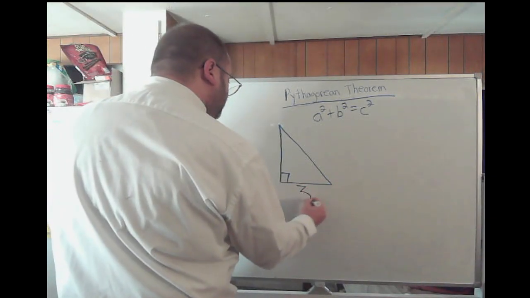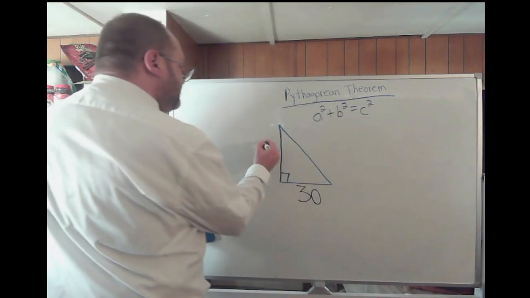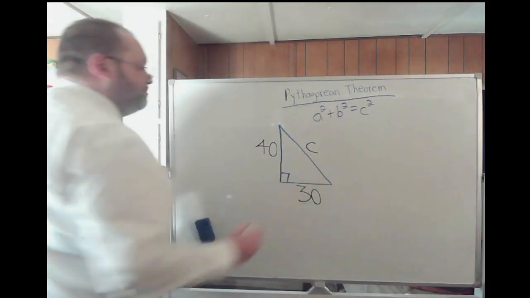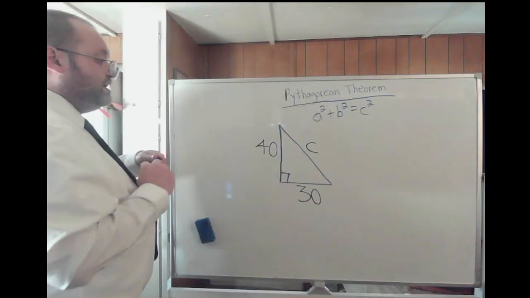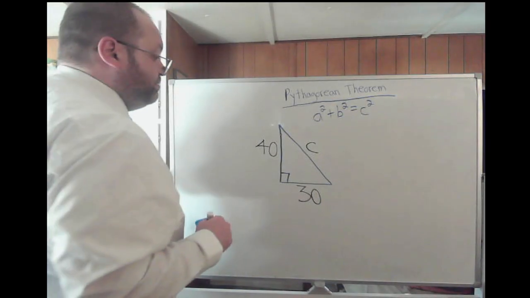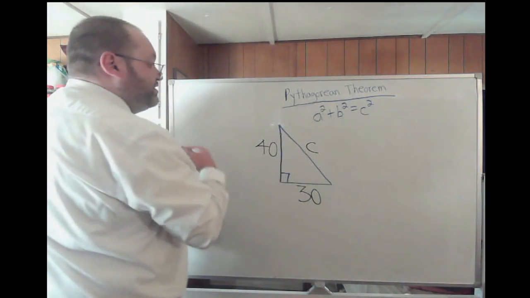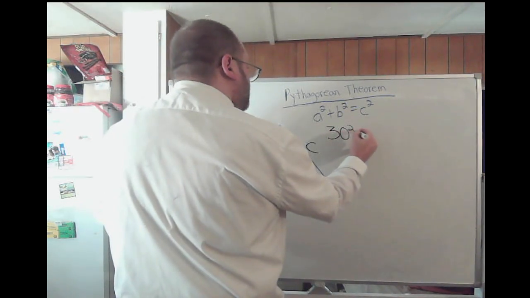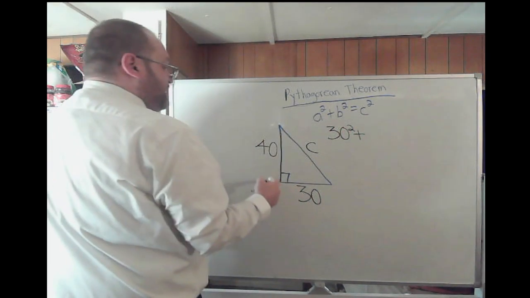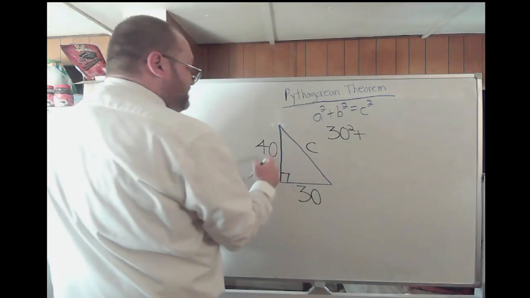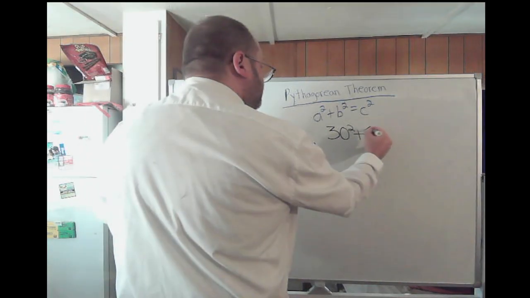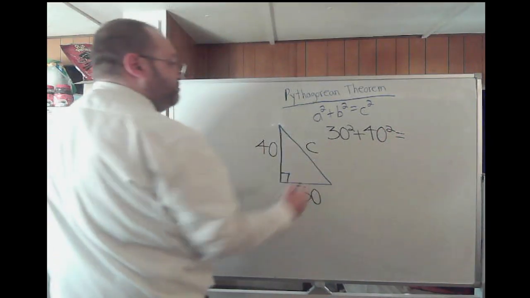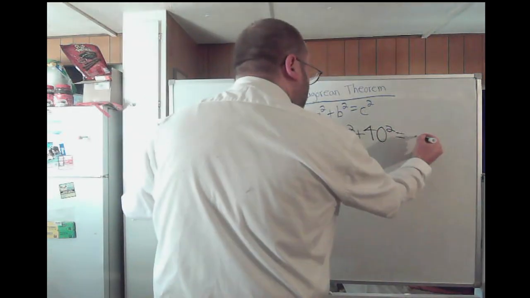Alright, so let's see. We have a length of 30 for one leg, a length of 40 for another leg, but we don't have a clue what the hypotenuse c is. Well, we'll just do our Pythagorean theorem. We'll call 30 a, so that'll be 30 squared, plus I have b, we'll call 40 b, which would be 40 squared. We will set the 30 squared plus 40 squared equal to c squared, the hypotenuse.